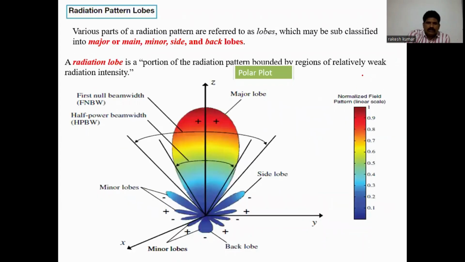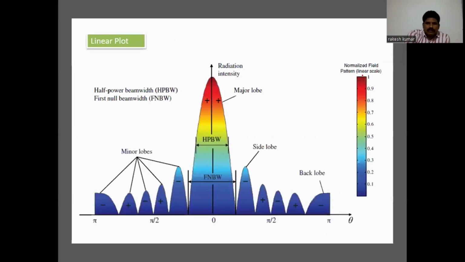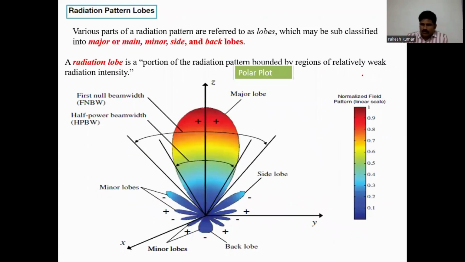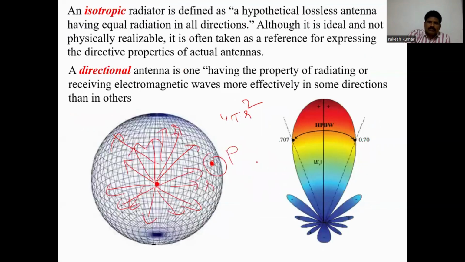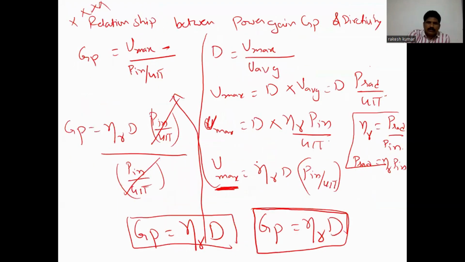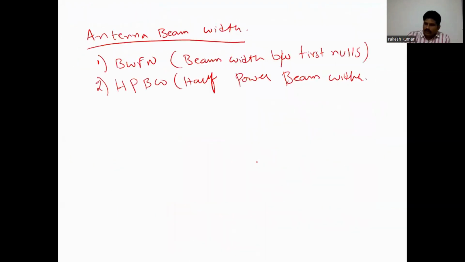See this diagram. If you observe in this diagram, this is the polar representation. This is the major lobe, the main radiation, and this is the first side lobe. And this is called a null. What is meant by null? Null means the portion where we don't find any radiation.